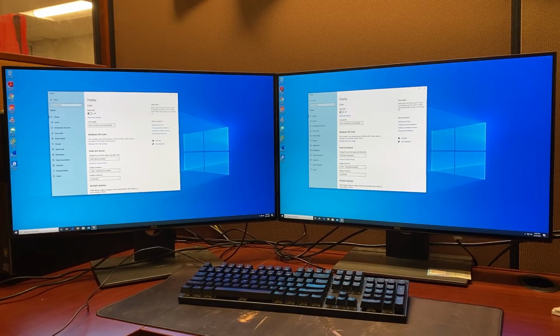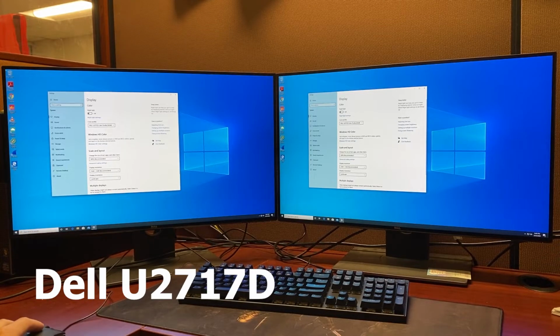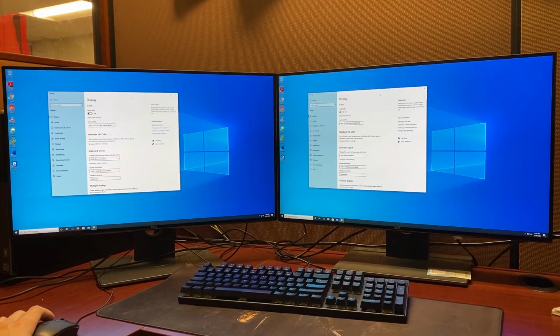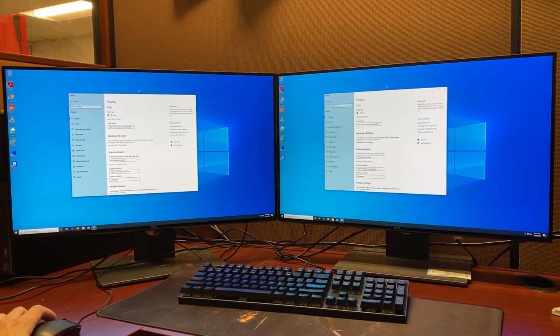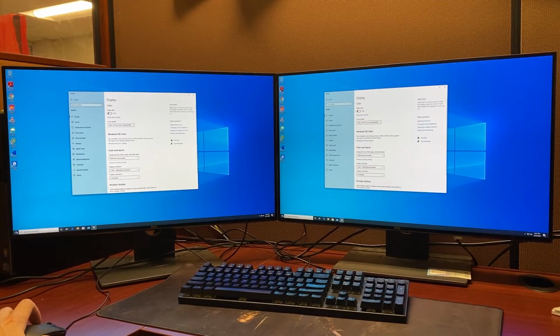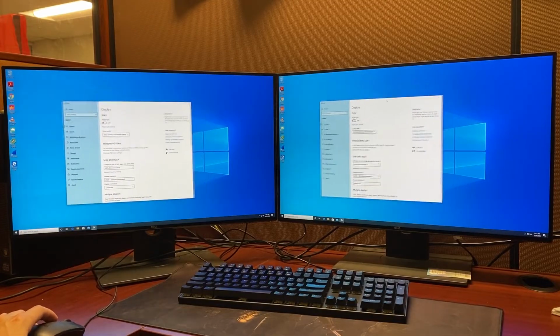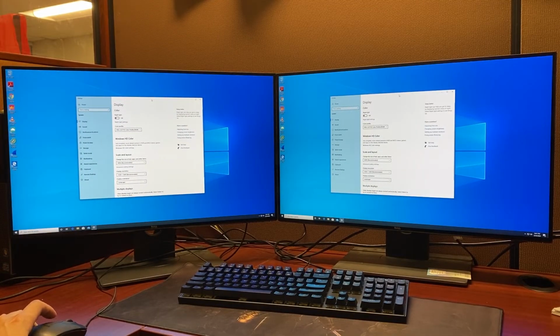In this video, I'm showing how I solved a problem with a couple of Dell U2717D monitors. The issue I was running into is I was trying to extend the desktop across both monitors, but it seemed like no matter what I did, Windows was only detecting one monitor and it was duplicating the image on both screens. I'm going to quickly show how I have things connected here so you can determine if you have a similar setup and might be having the same problem.